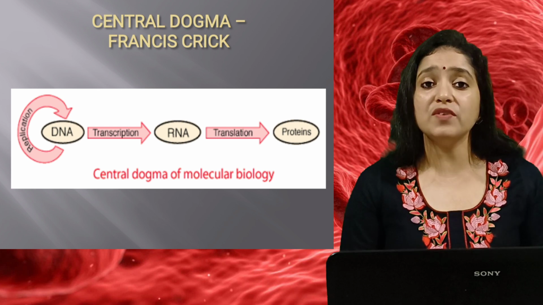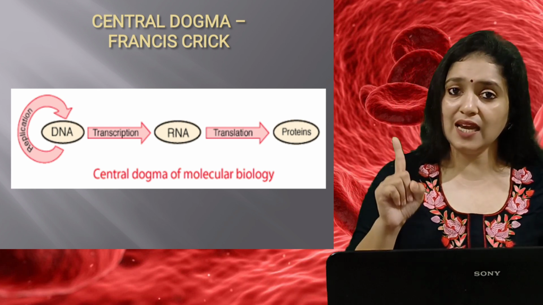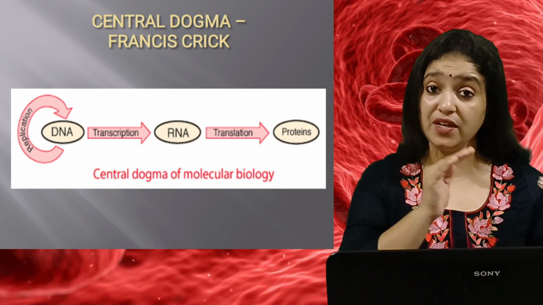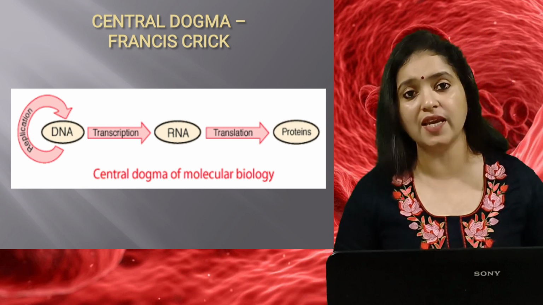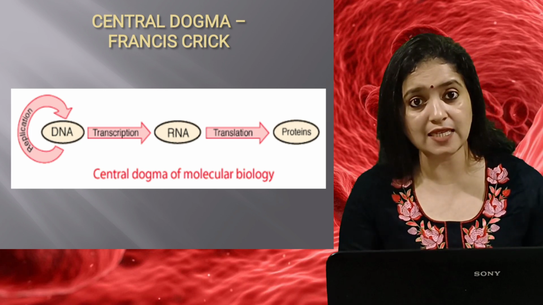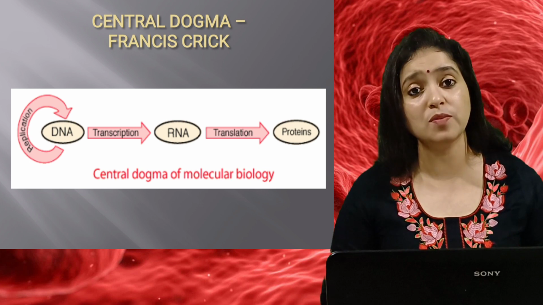So the central dogma, which was proposed by Francis Crick. According to this, DNA can undergo replication. That means a pre-existing DNA can make a new DNA. That is DNA replication. And then the next is about protein synthesis. The first step of protein synthesis is transcription.